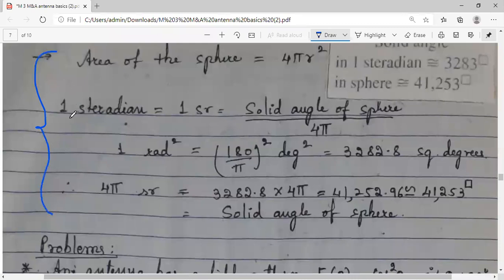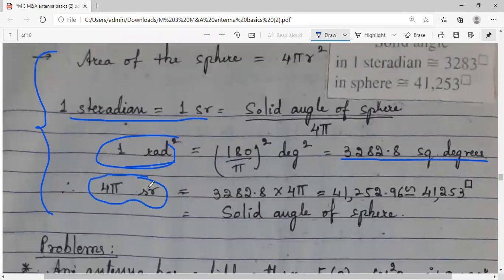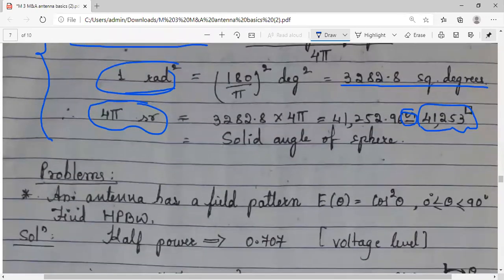These are some conversions. 1 steradian is equal to 3282.8 square degrees. So if it is 4 pi steradians, it is nothing but 41253 square degrees approximately.